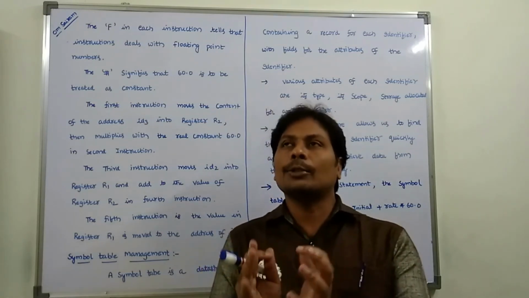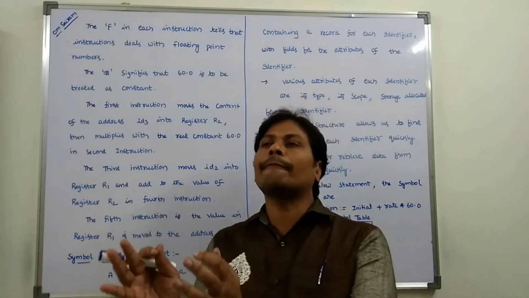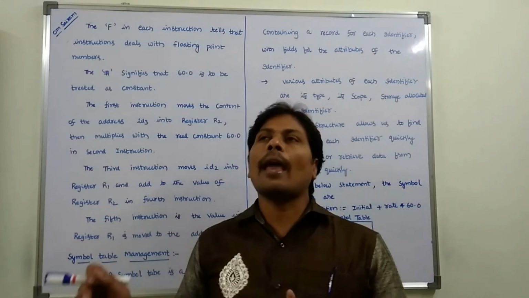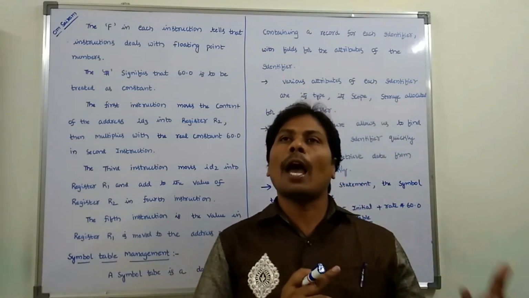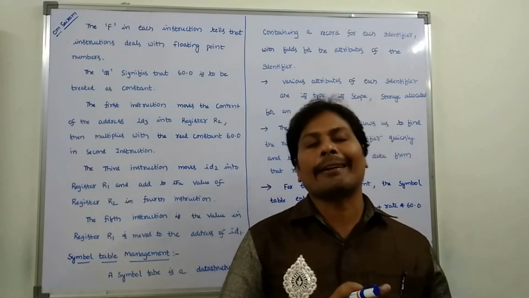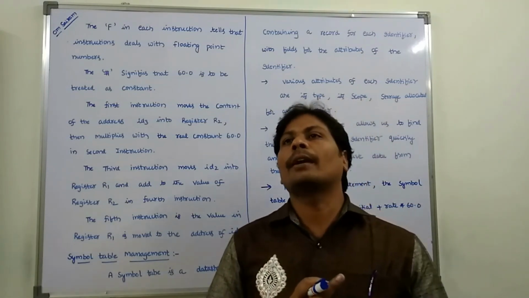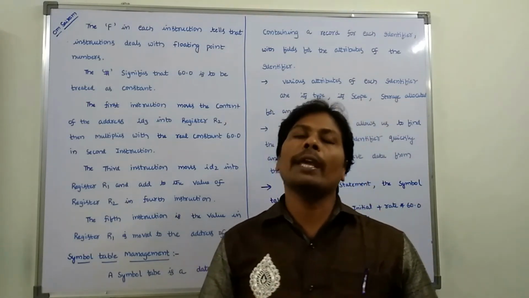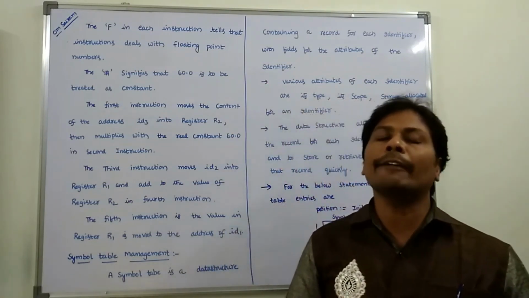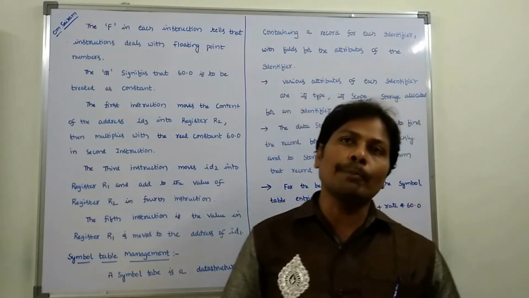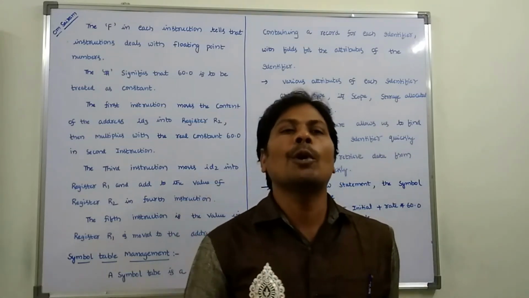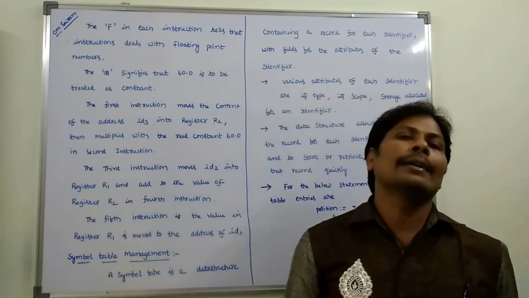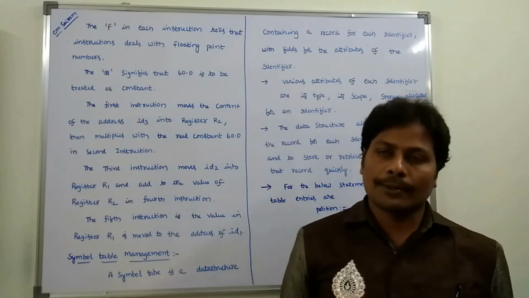This data structure allows us to store the identifiers and to find any identifier quickly, so that we can access the identifier as early as possible. For that purpose, we have to use this data structure. And also we have to store the identifiers and their attributes in that record. For that purpose also we have to use this data structure.